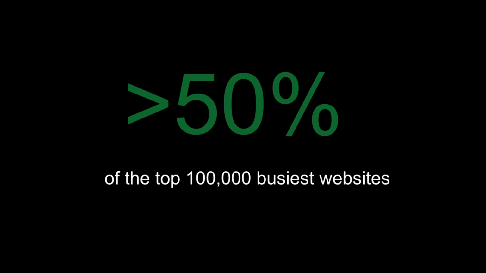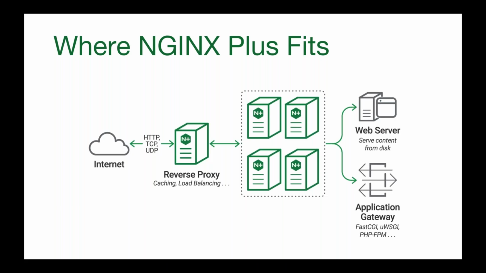Now we have an odd adoption profile. More than 50% of the top 100,000 busiest websites use NGINX. And the busier the website, the more likely they are to use NGINX. So why is that? Because busy websites, the people there are busy. They're running their website. They're reluctant to change unless it's for a really good reason. Well, NGINX is a really good reason to change your stack.